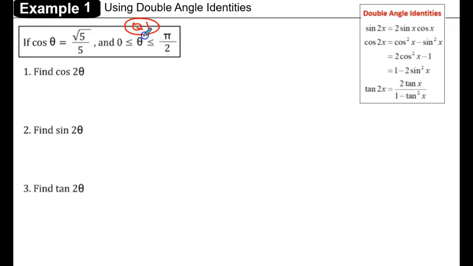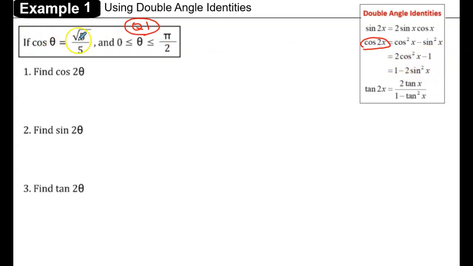So we know that theta is in quadrant 1, so sine, cosine, tangent, and the reciprocals of theta would all be positive in quadrant 1. In 1.1, we want to find the cosine of 2 times theta. That's a double angle. And cosine of 2x has 3 different identities that we can apply. So cosine squared minus sine squared, 2 cosine squared x minus 1, and 1 minus 2 sine squared x.